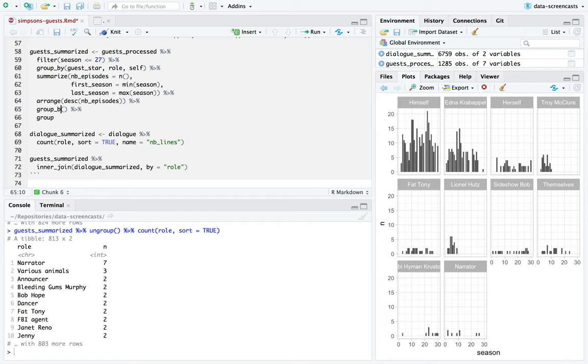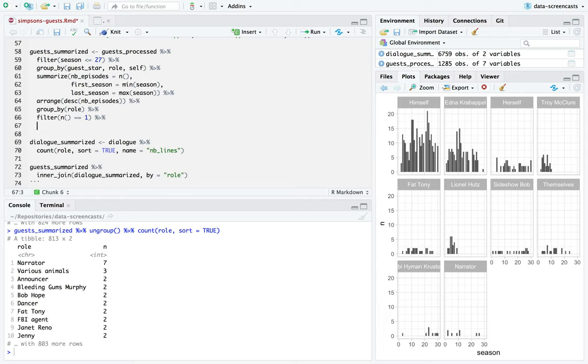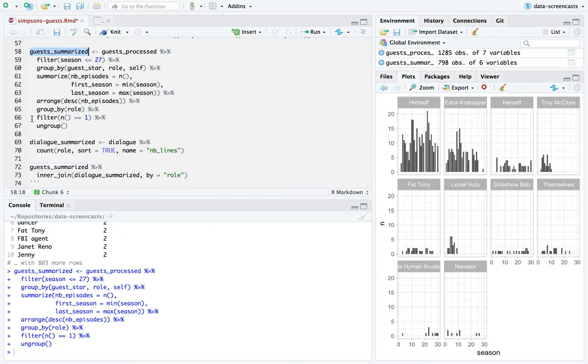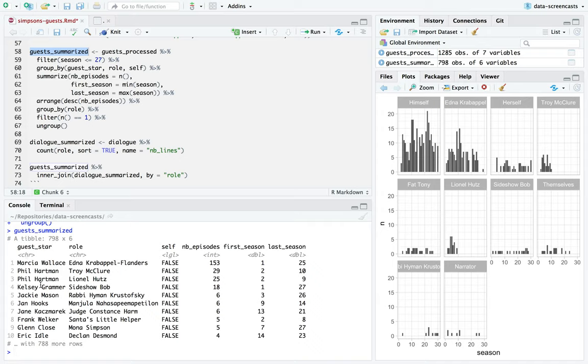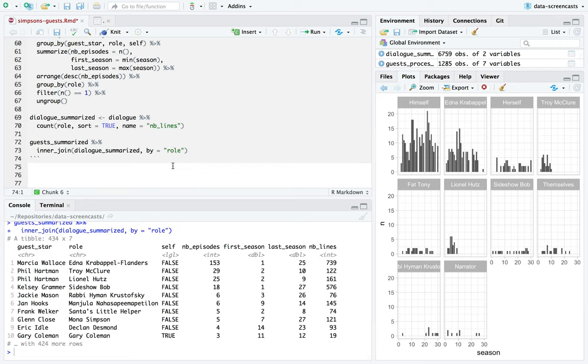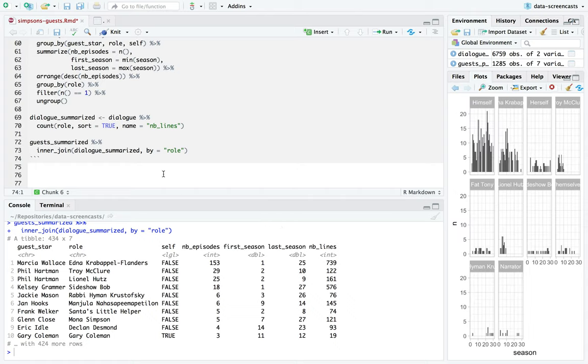Or do it differently. I'm going to group by role, filter, you must have exactly one row, ungroup. See, we do all this cleaning for the reason of having one row for each role, one observation for each role, along with a guest star that played them, whether it was them playing themselves. And we take this and combine the dialogue, and then we say, here's how many lines they had. So, Mrs. Krabappel appeared across 153 episodes with 739 lines, at least according to the data set we downloaded.